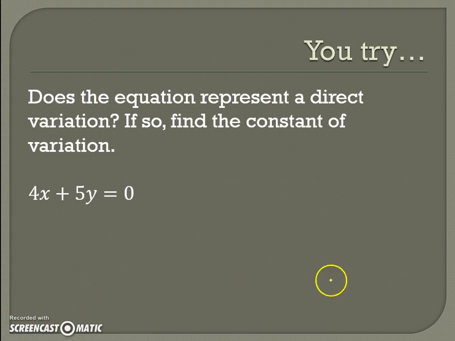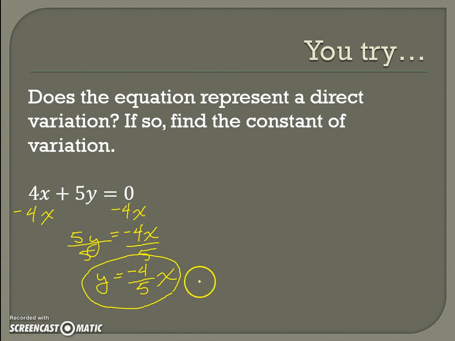Here's one for you to try. Go ahead and pause and give that a shot. So the answer will be up in 3, 2, 1. All right, so this is what I got for that one, which means yes, that is direct variation because it looks like y equals kx.